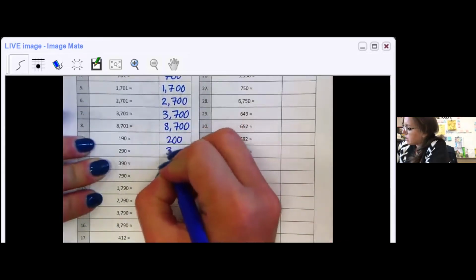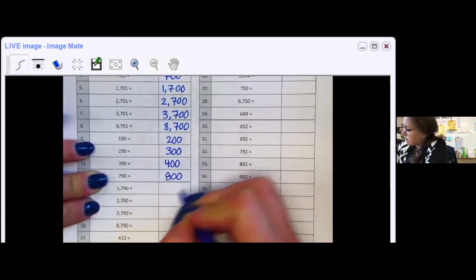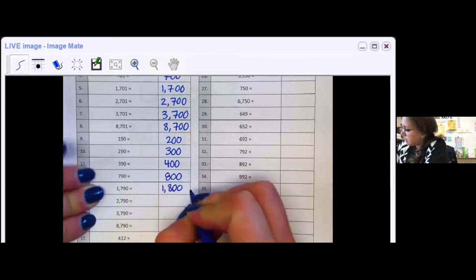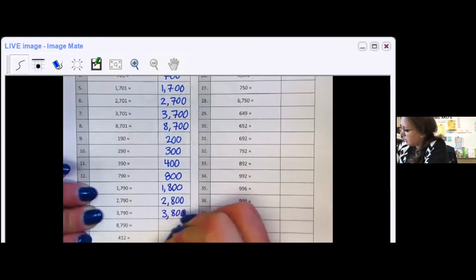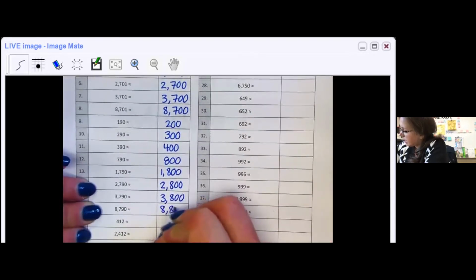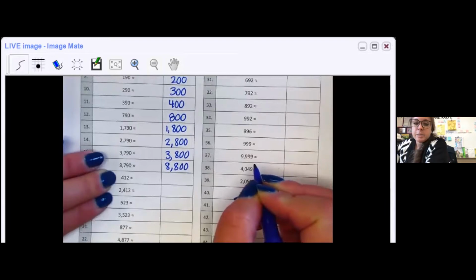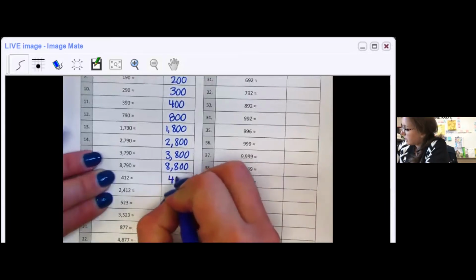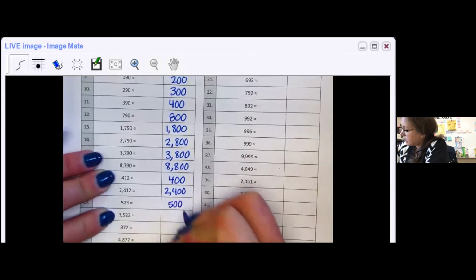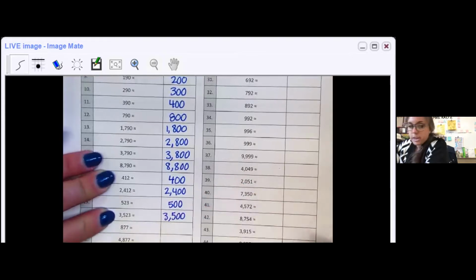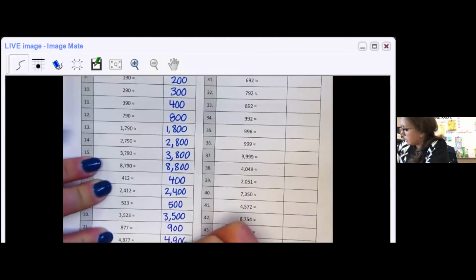Bumping to the new pattern. 200, 300, 400, 800, 1,800, 2,800, 3,800, 8,800. Now, a lot of these patterns are in just groups of 2. 400, 2,400, 500, 3,500, 900, 4,900.